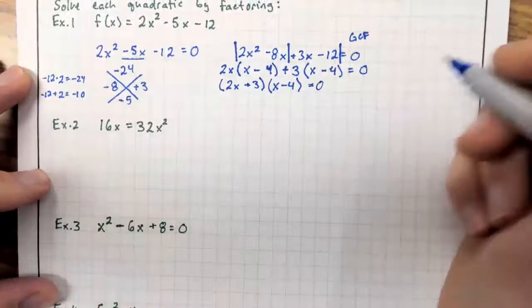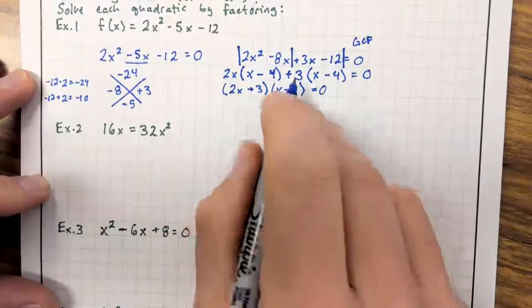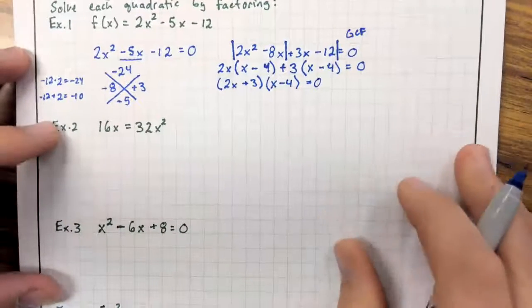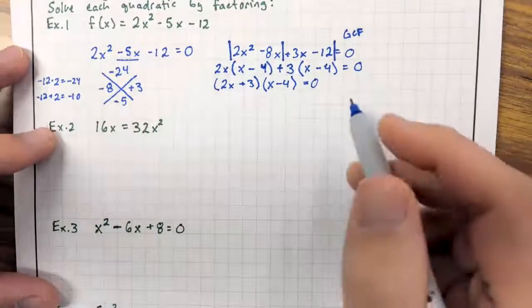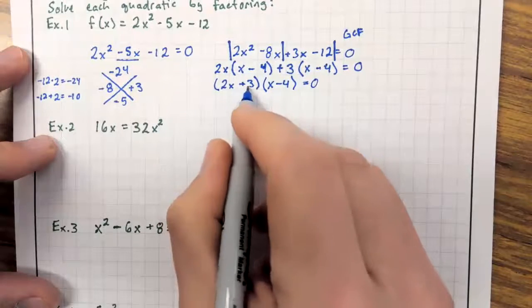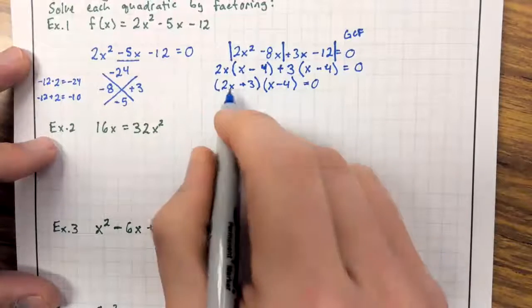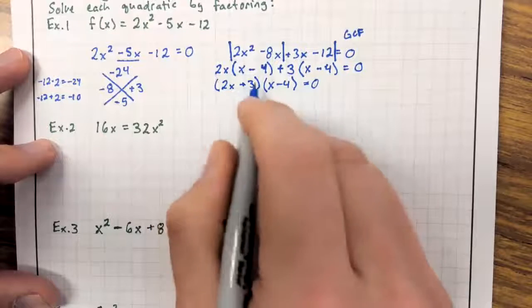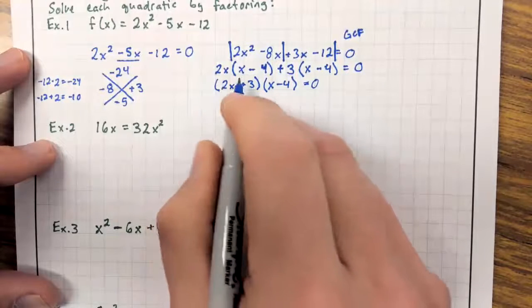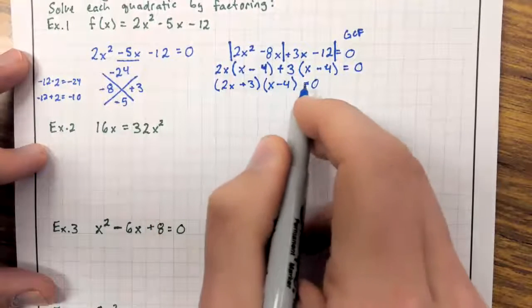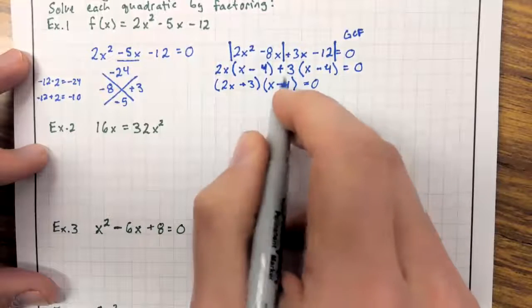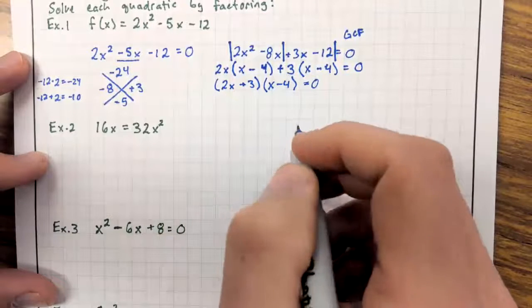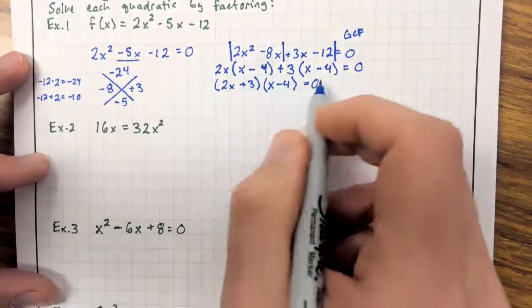Now, in the last factor by grouping video, we were stopping here. You just put a box around this and you're done. We need to take this just a little bit further, though, and actually solve it. So to solve this by factoring, look at the statement we made. This times this is equal to 0. If I plug something in here and I got 17, 17 times something has to give me 0. What would that be? Of course it's 0. Anything times 0 equals 0.